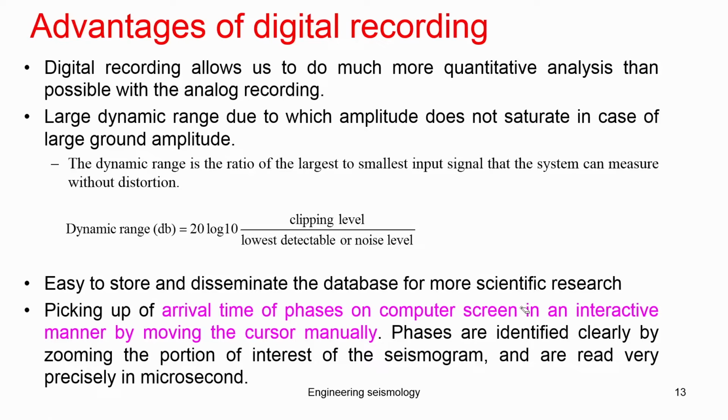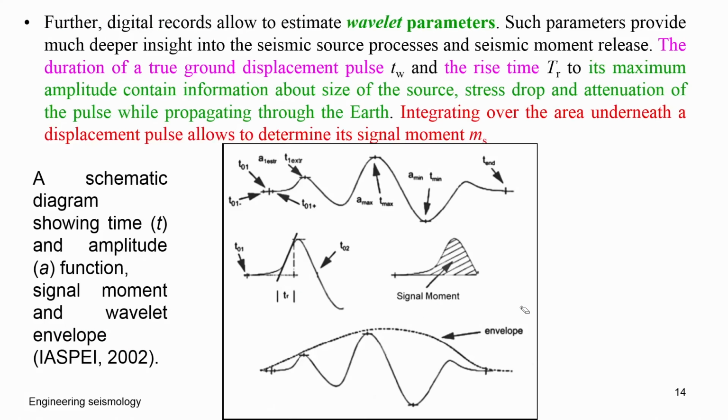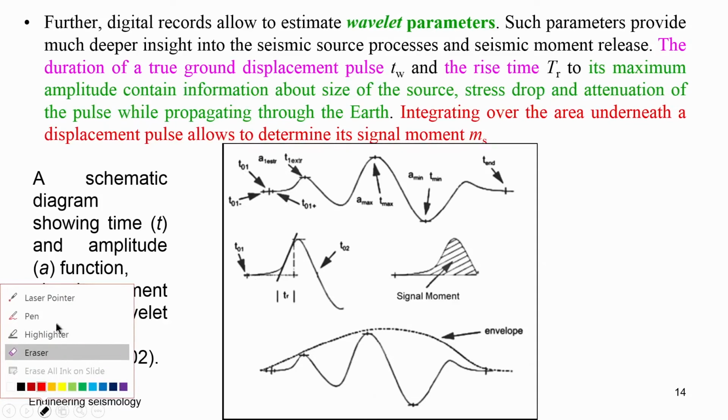The phases are identified clearly in the digital system, where you can get clear wavelet characters. These are all the wavelet characters you can see. The digital system has the capacity to get your wavelet parameters, like the duration, the true ground displacement pulse TW, the rise time TT, and also signal movement by integrating the signal. Then the envelope, and the accurate measurement of the wave amplitude. All those things are possible very accurately in the digital system when compared to the analog system.